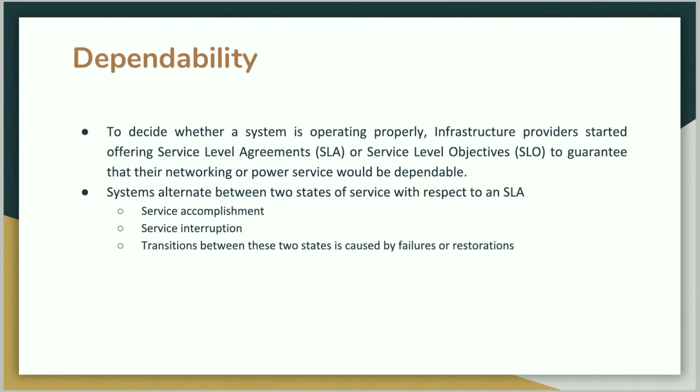Now what do you mean by dependability? Any system that operates properly should be dependable. So to decide whether a system is operating properly, infrastructure providers have started offering service level agreements or service level objectives to guarantee that the networking and power of servers is dependable. Systems alternate between two states of service with respect to a service level agreement. One is service accomplishment, the other is service interruption. Transition between the two states is caused by failures or restorations.